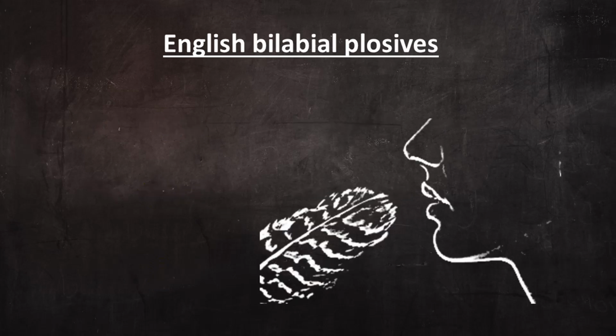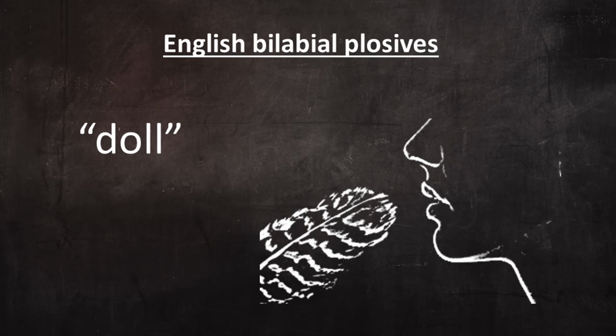We can test the plosiveness of English D by placing a feather in front of our mouth and pronouncing the English word doll. Doll, doll. If you do this experiment, you'll observe that the feather does not move around with a burst of air from the D sound.